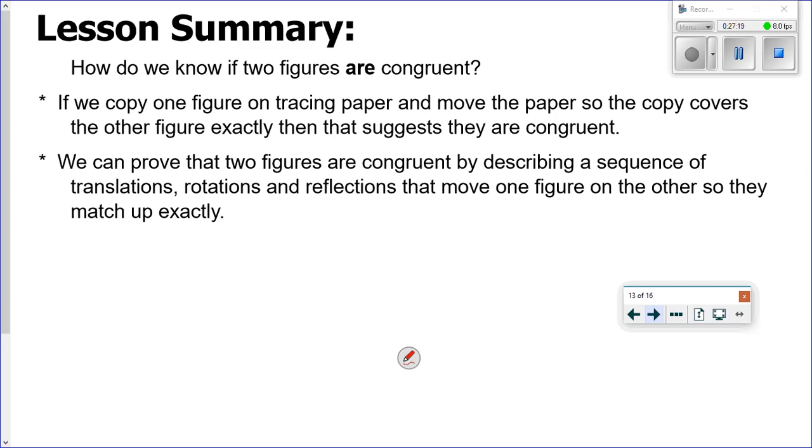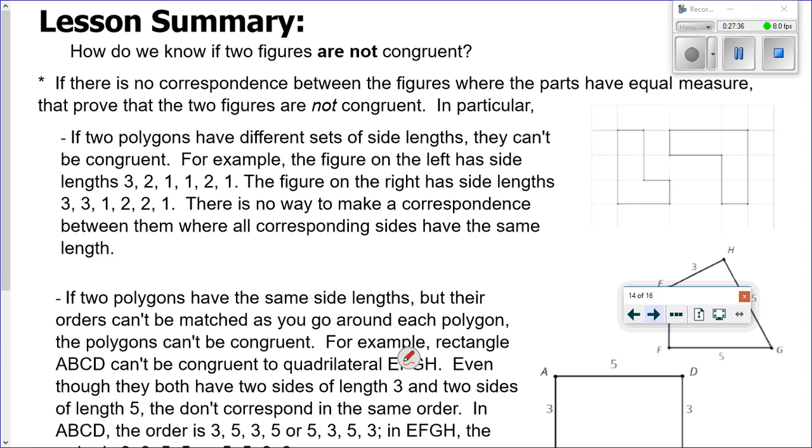We can prove that 2 figures are congruent by describing a sequence of translations, rotations, and/or reflections that move one figure onto the other so they match up exactly. Please join me in your book on pages 76 and 77 for the lesson summary.